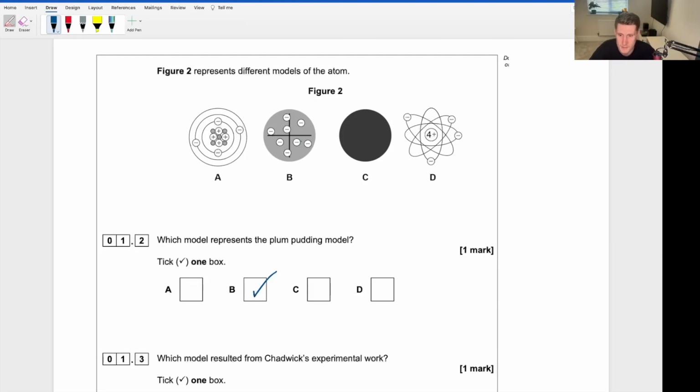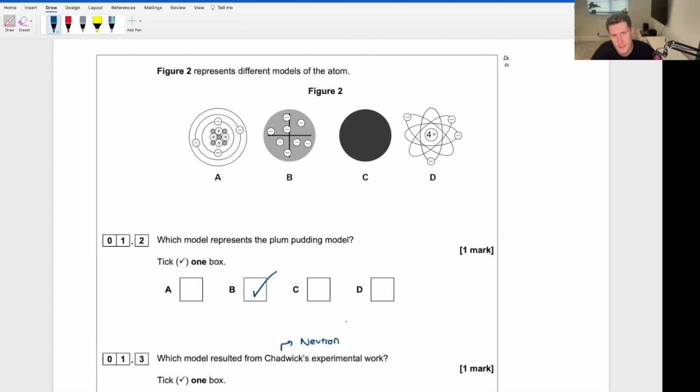And that's what you've got here. You've got a big positive centre, or a ball of positive charge, and then you've got negative electrons scattered around it. Okay. Which model resulted from Chadwick's experimental work? Now I know that Chadwick discovered the neutron. I'm just going to note that here. So Chadwick discovered the neutron.